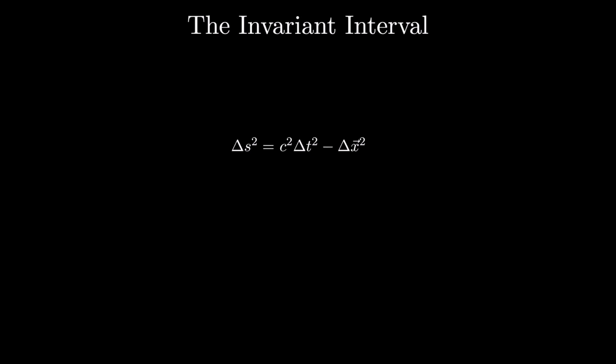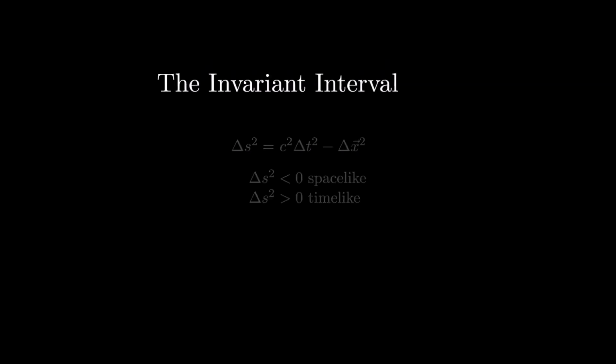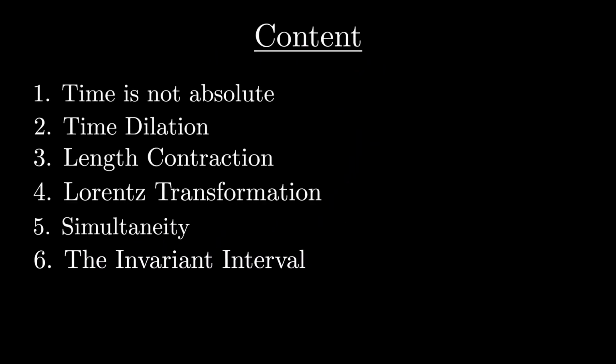In the case where the invariant interval is negative, the two events are called space-like. When the invariant interval is positive, they are called time-like. If you manage to follow everything up to this point, you should now have a pretty good grasp of some of the basics of special relativity. In the next videos, we will spend a bit more time on some topics of special relativity.